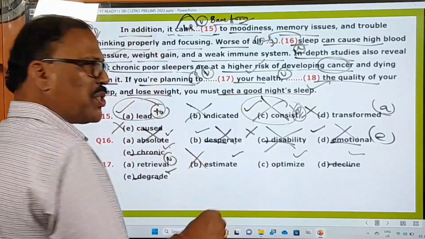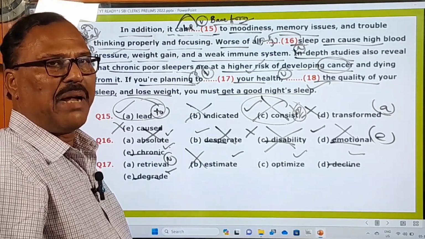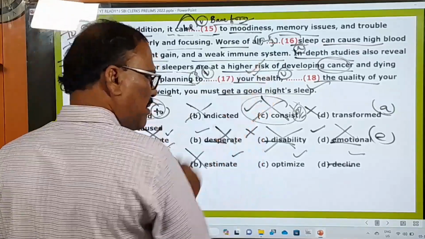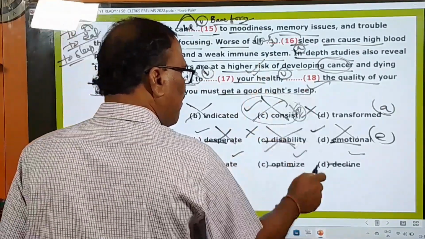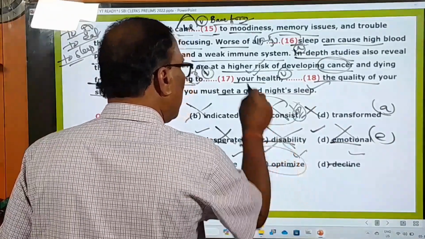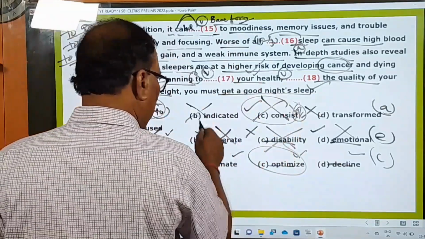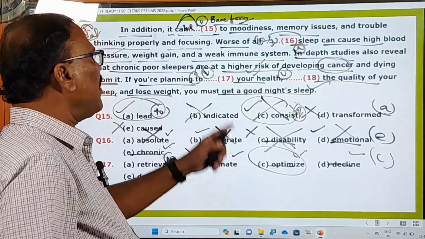Optimize means to enrich, to make rich, to make better. If you are planning to make your health better, optimize means make your health better. So only this goes in this blank. So C is the right answer. Decline doesn't go with this blank, and degrade also doesn't go with this blank. Only optimize will go with this blank.